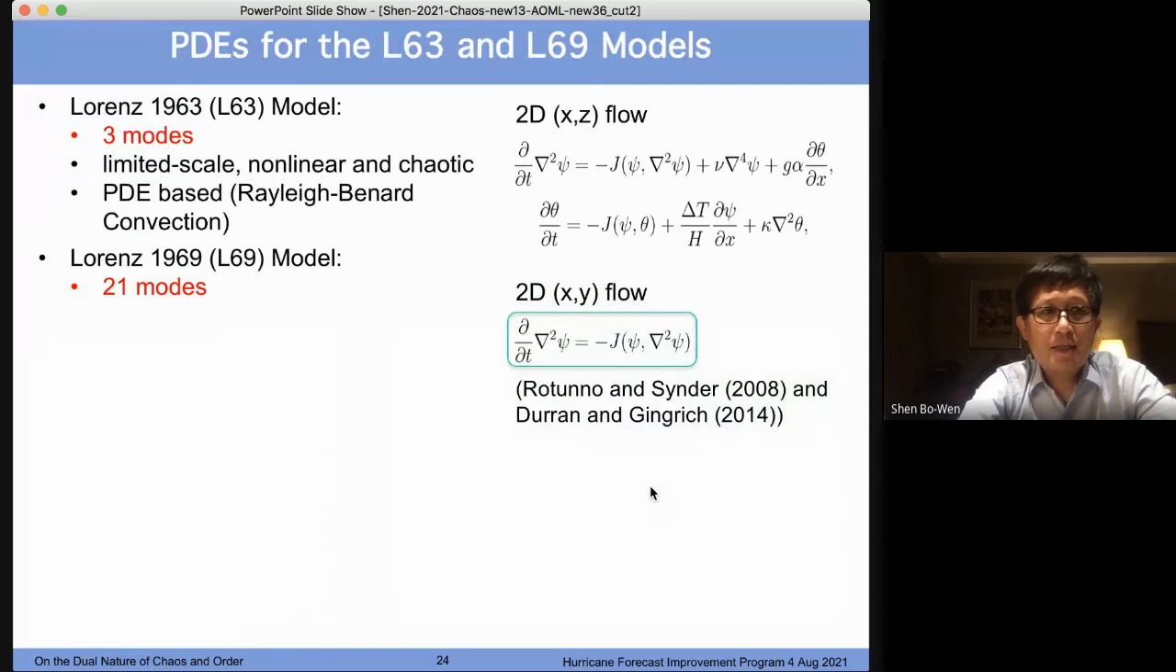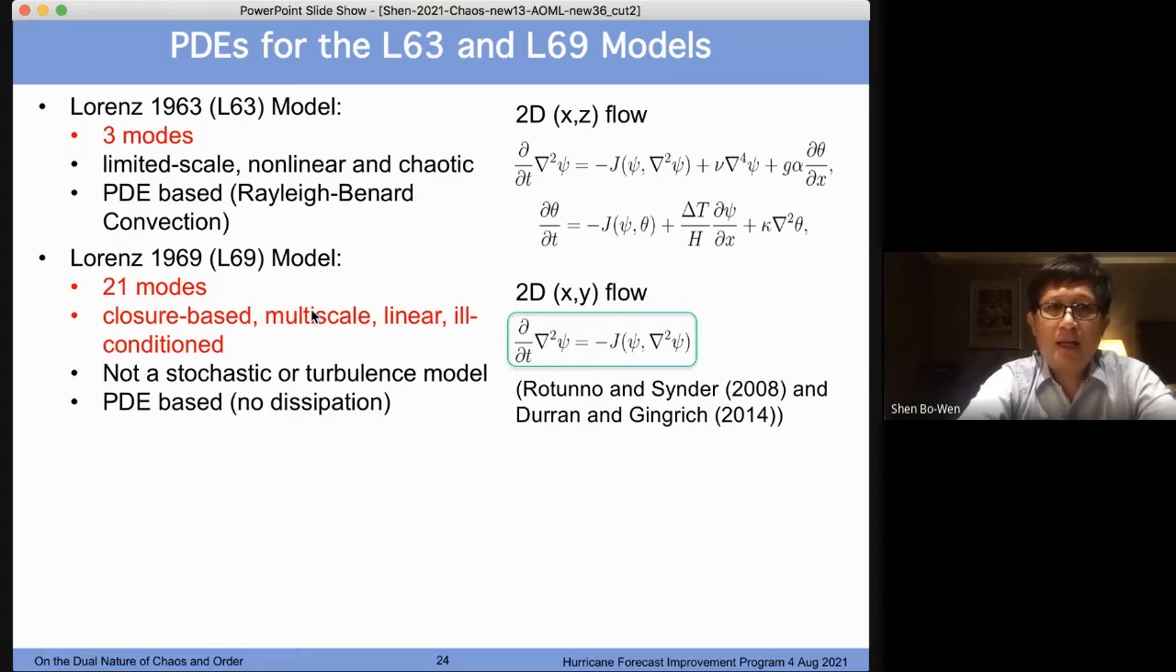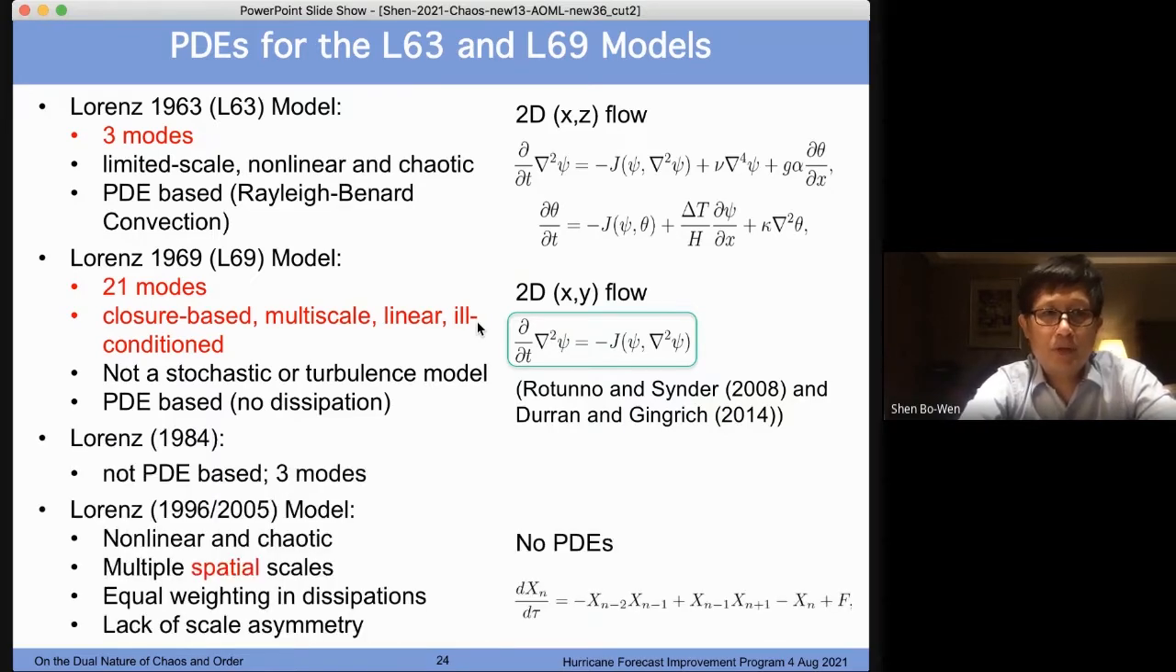Next, we are going to discuss the L69 model, which is based on a simpler PDE. Compared to this one, this is simpler. And this PDE represents the conservation of vorticity. Lorenz applied 21 modes to analyze these systems. As a result, the so-called L69 model is multiscale. The other features of linearity and ill conditioning will be discussed below. Lorenz also proposed different models in 84 and 96. We are not going to discuss them today because these two models are not PDE based.